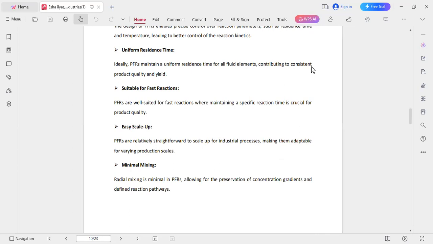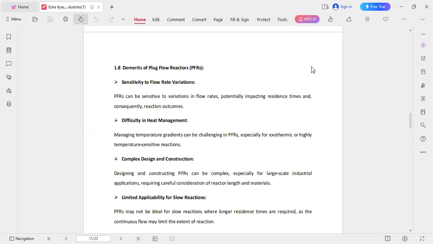Number four, suitable for fast reactions. Plug flow reactors are well suited for fast reactions where maintaining a specific reaction time is crucial for product quality. Number five, easy scale up. Plug flow reactors are relatively straightforward to scale up for industrial processes, making them adaptable for varying production scales. Number six, minimal mixing. Radial mixing is minimal in plug flow reactors, allowing for the preservation of concentration gradients and defined reaction pathways.